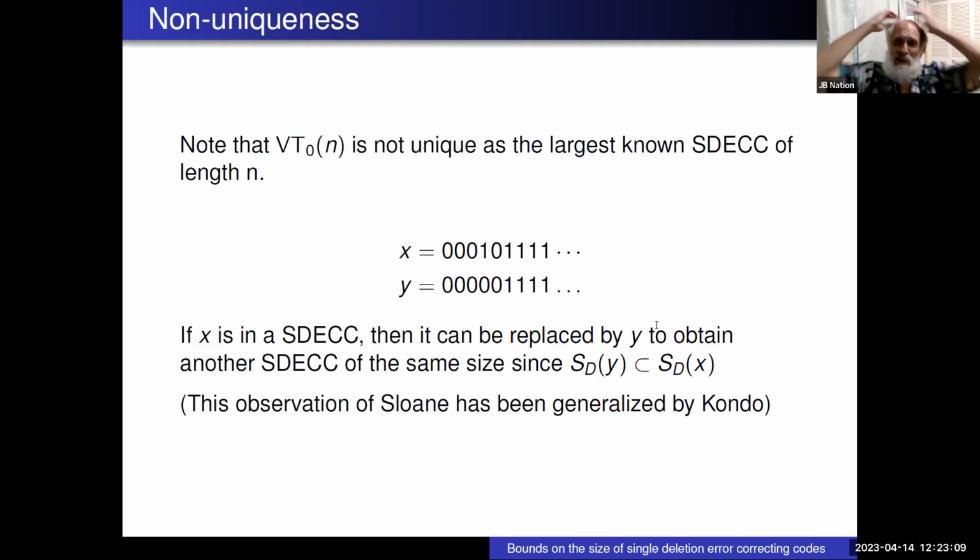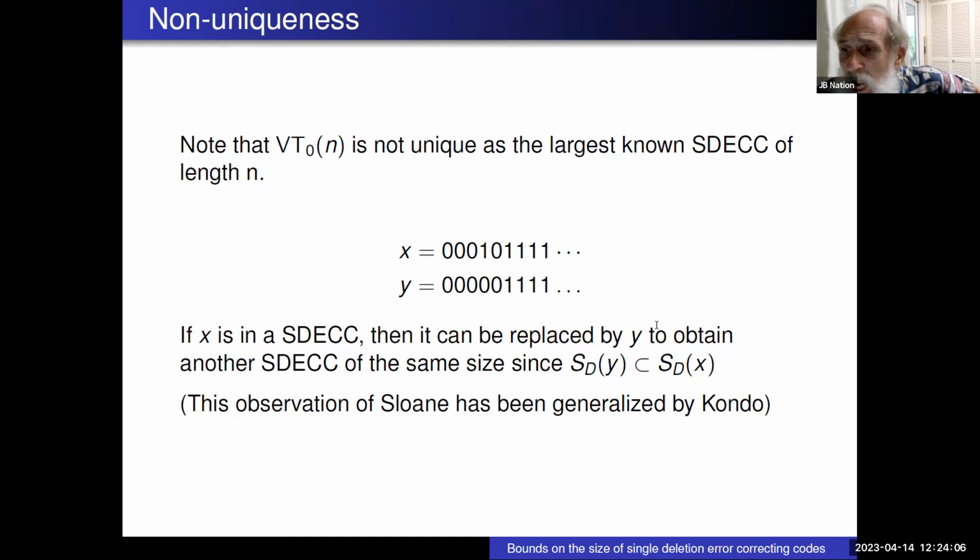Okay. Now, it's not unique. If it was unique, at least you'd know something. But if you look at these two words, and these are sort of typical of the exceptions, if you take the top one and delete the zero, you get the same thing, the zero between the ones, as if you deleted a zero at the beginning of the Y. So these two words have a common deletion, but in fact, all the deletions of Y are already deletions of X. So if X was in a code, you could toss it and just use Y, which means if you had a code of maximal size that had X in it, you'd have a different one with Y in it and the same size.